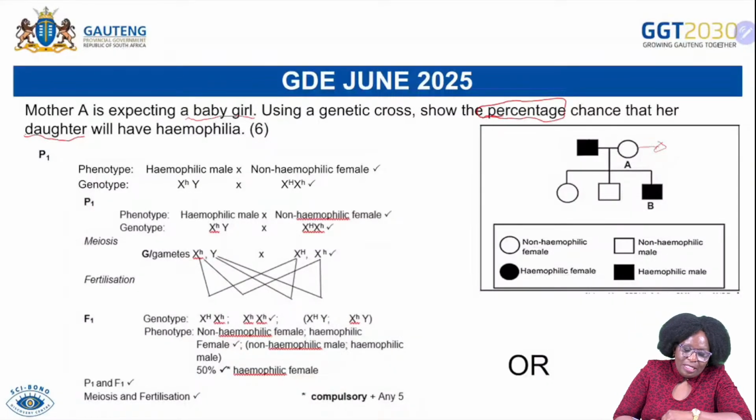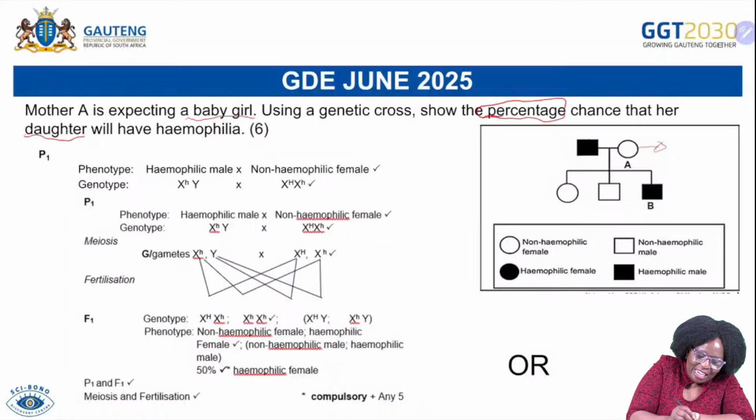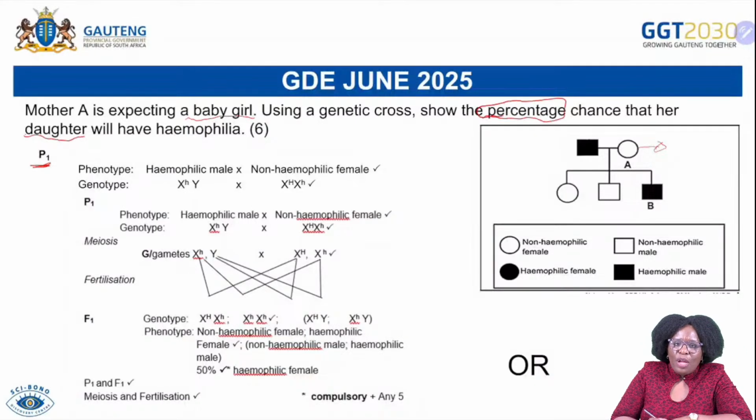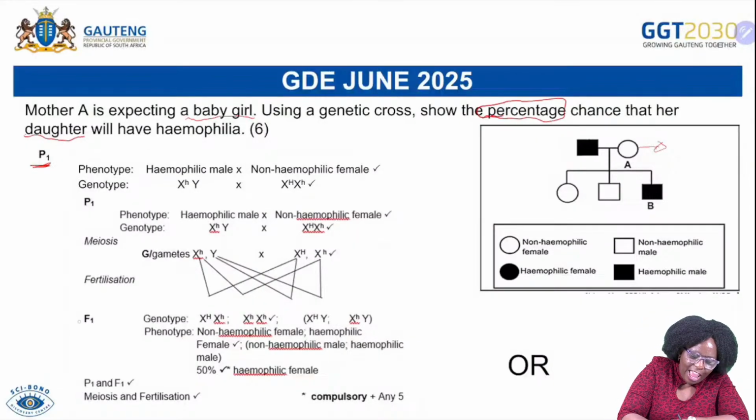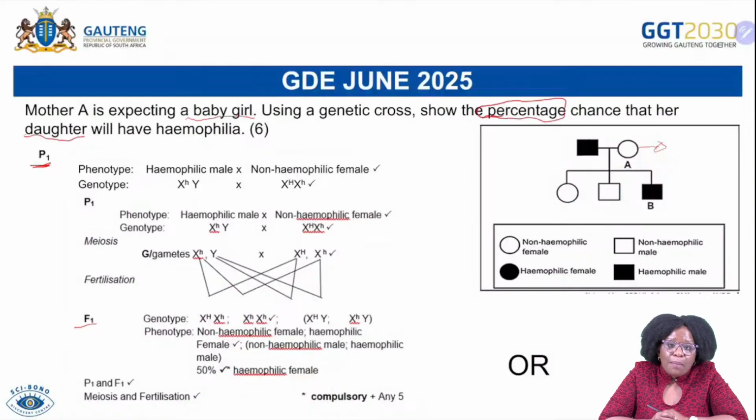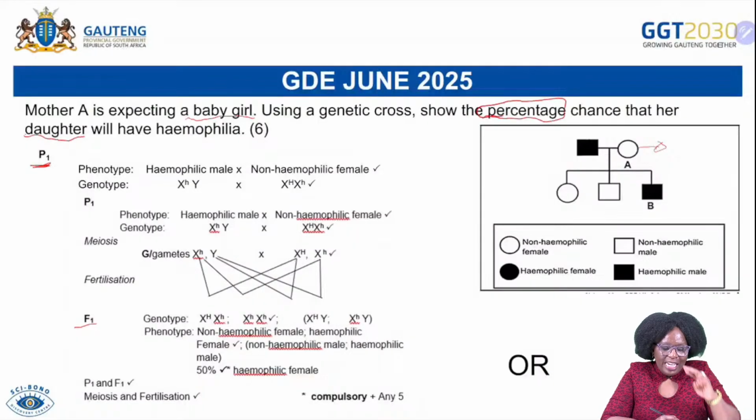For a genetic cross, remember we must indicate the generation. So we've got our P1 generation. But when you put your P1 generation, just remember that we will have our F1 generation. It's a parental generation, P1, and filial generation, F1. You get 1 mark for indicating the two. If you put P1, for example, and you forget to put F1, you lose that mark. Learners, each and every mark counts. You cannot afford to lose that mark.